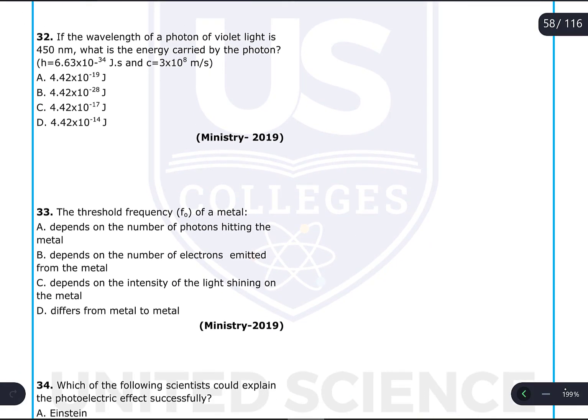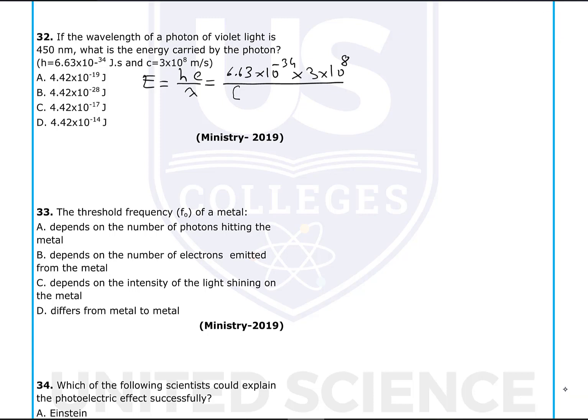Question number 32. If the wavelength of a photon of violet light is 450 nanometer, what is the energy carried by the photon? Again we will use the same equation, energy of the photon in terms of wavelength, hc divided by lambda. So h is 6.63 times 10 to the power of negative 34 times c, 3 times 10 to the power of 8, divided by wavelength. Wavelength is given in nanometer, but because others are in SI units, we should convert 450 to meter by multiplying by 10 to the power negative 9.